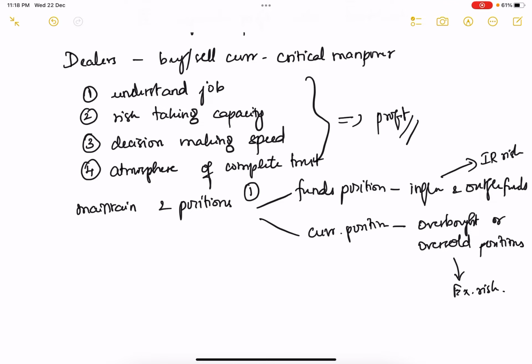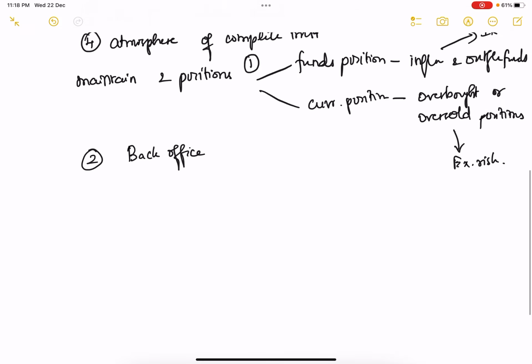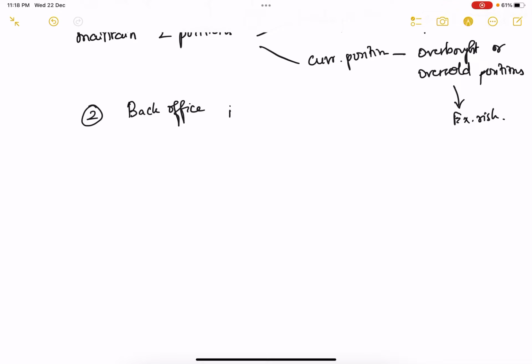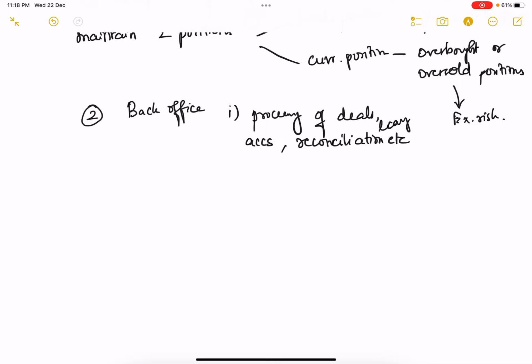The next part of a dealing room is the back office. So what is the major function of a back office? The first is that it takes care of processing of deals, accounts, reconciliation, etc. So what is reconciliation? If the money coming in is equal to the money spent, then that is known as reconciliation, which is the balance between the money received and the money spent.